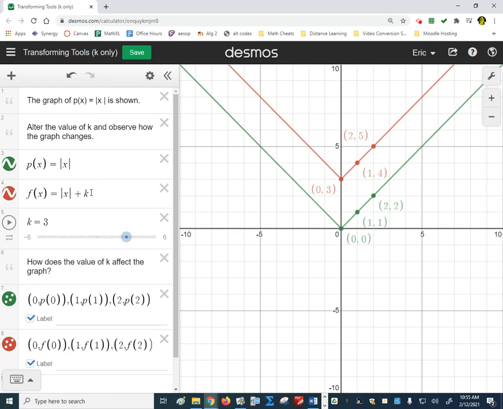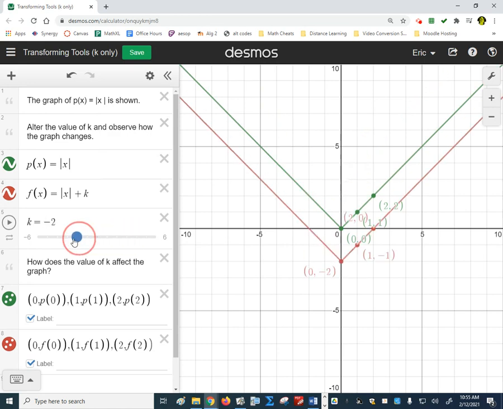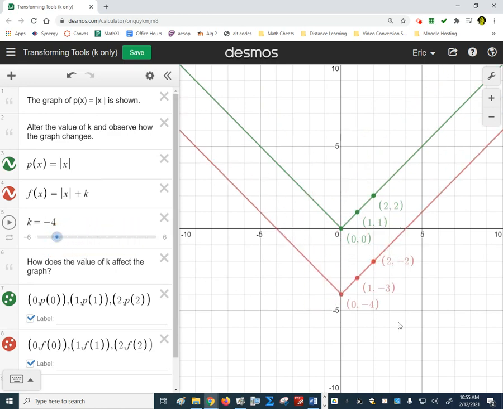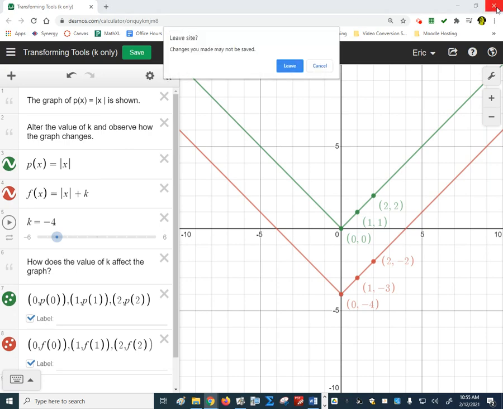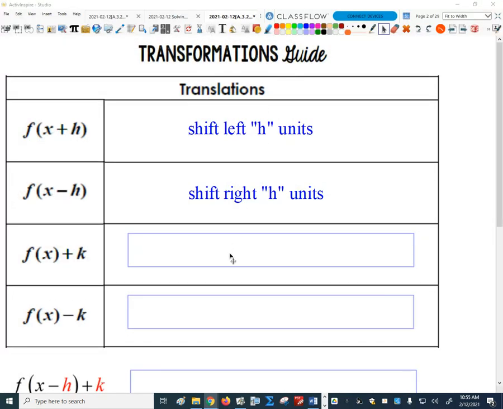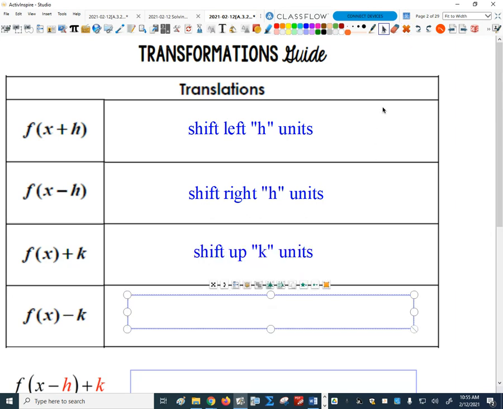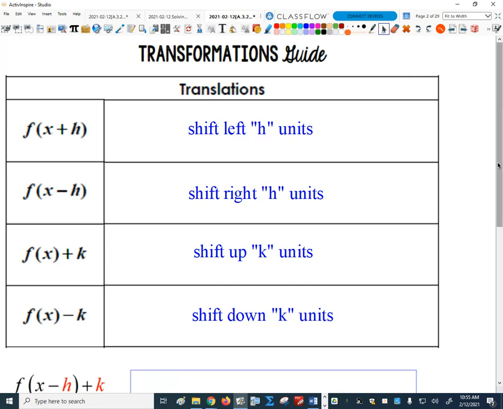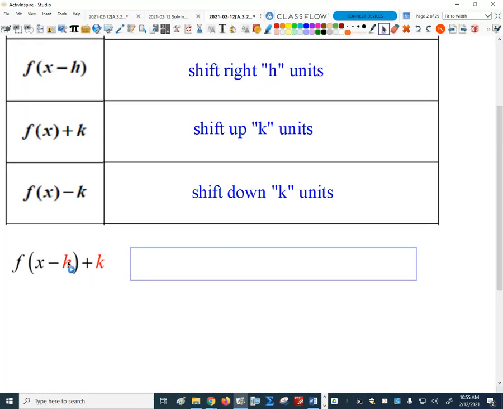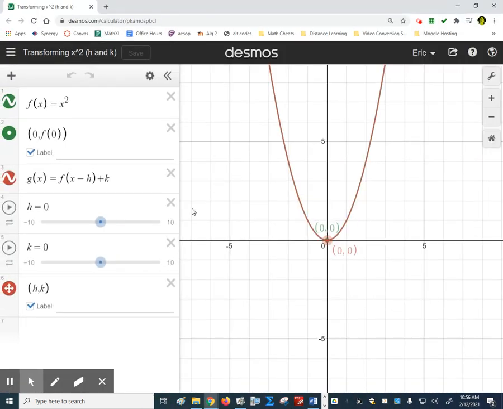So the number that I add outside of the function tells me how far it's going to move vertically. If I add a negative number, same as subtracting a number outside, it goes down. Okay, makes sense. So far so good. So adding k shifts it up k units. Adding negative k or subtracting k shifts it down k units. And then we could do both of these at the same time if we wanted to, right?